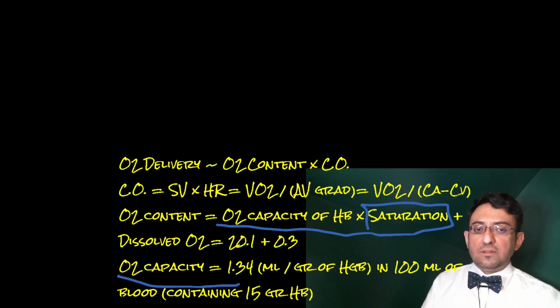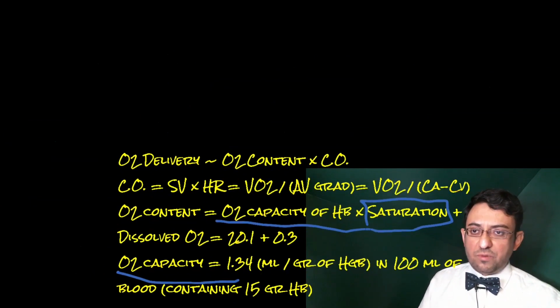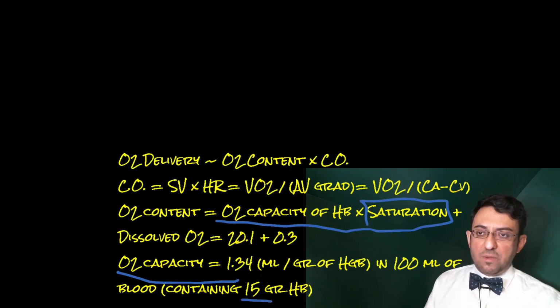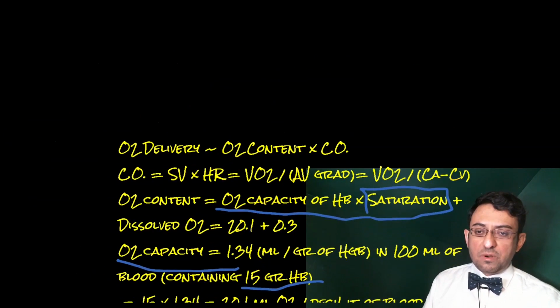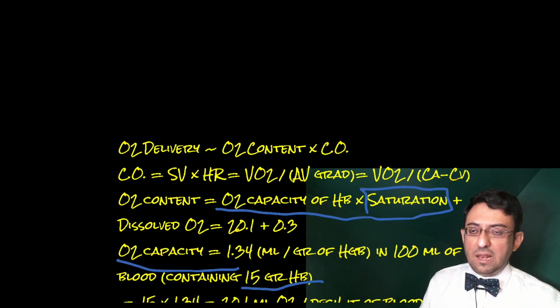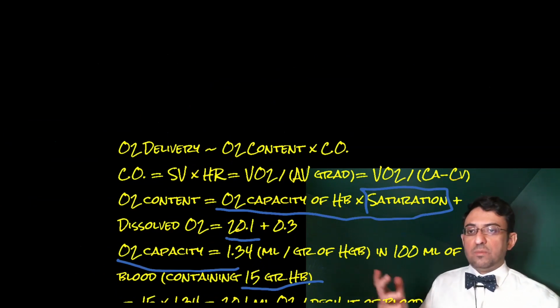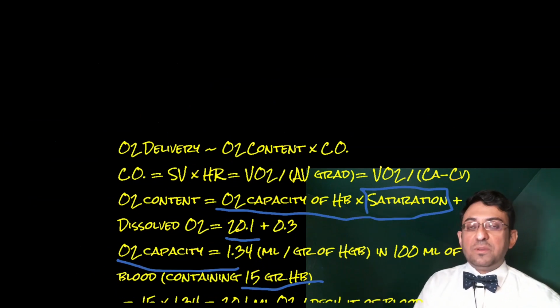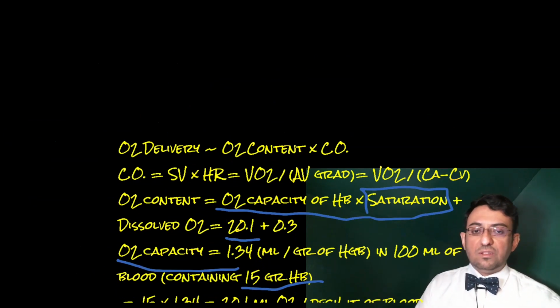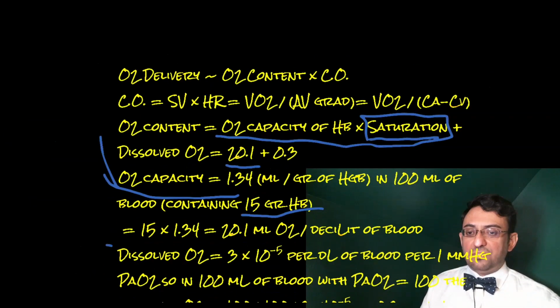Now, normal blood contains 15 grams of hemoglobin, right? So for 15 grams of hemoglobin times 1.34 milliliter of oxygen, we come up with the number of 20.1. This number, 20.1 milliliter of oxygen, is bound to fully saturated hemoglobin. However, if hemoglobin is not fully saturated based on our SpO2 or PaO2 measurements, we need to consider that saturation level in the formula. So this is the hemoglobin bound oxygen. Now, how do we calculate the dissolved oxygen?